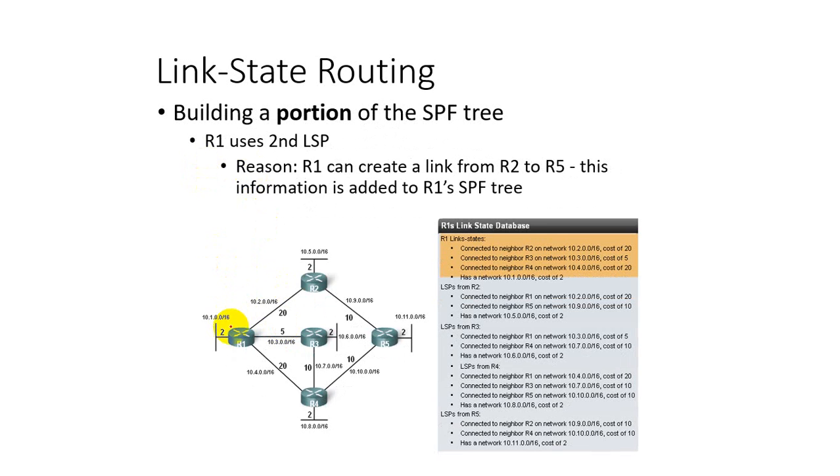Similarly, R1 uses the second LSP. Okay, R1 will use the second LSP. The reason is R1 can create a link from R2 to R5. Okay, from here to here, it will create a link. This information is added to R1's SPF. So this will be added to the R1 SPF.